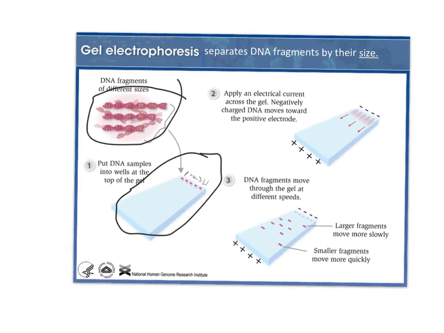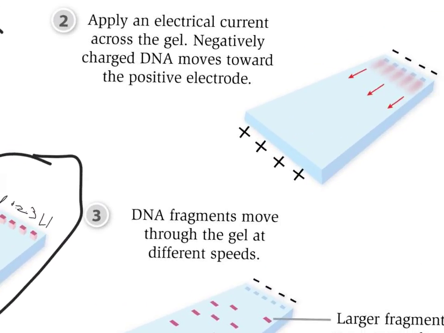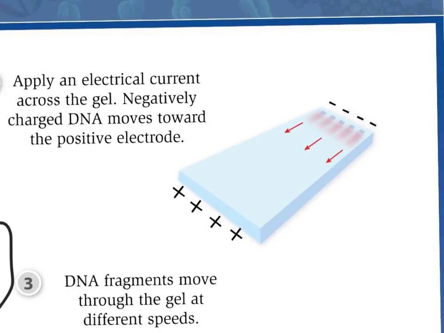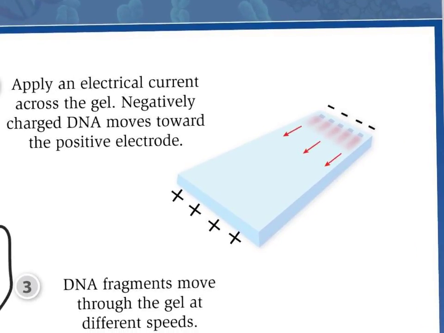Then we actually apply what's called an electrical charge. As I mentioned in that little video, DNA has a negative charge. So we apply electrical charge. Remember, an electrical charge is negative. The DNA and the electrical charge repel each other, and the DNA strands and fragments then separate and go towards the positive. Okay?